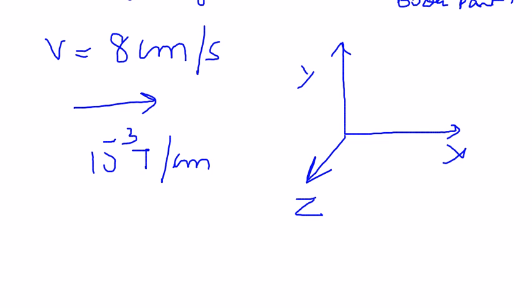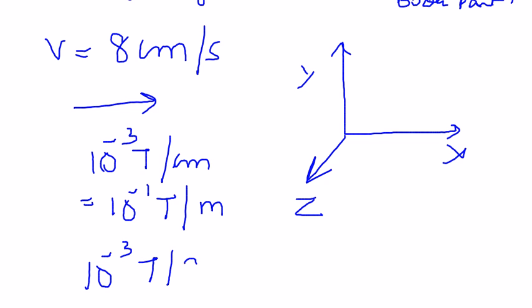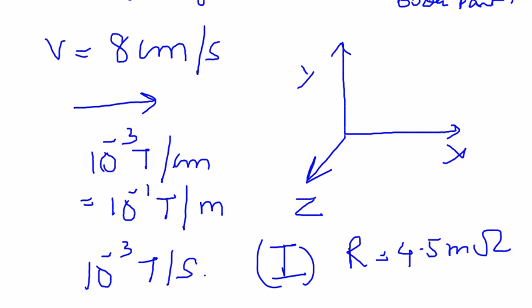That is, it increases by 10 to the power minus 3 Tesla per centimeter, which is also equal to 10 to the power minus 1 Tesla per meter, as one moves in the negative x direction, and it is decreasing in time at the rate of 10 to the power minus 3 Tesla per second. So we need to find out the direction and magnitude of induced current in the loop if the resistance is equal to 4.5 milliohms.